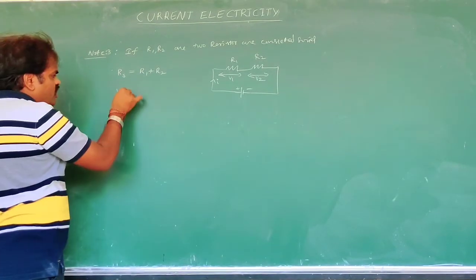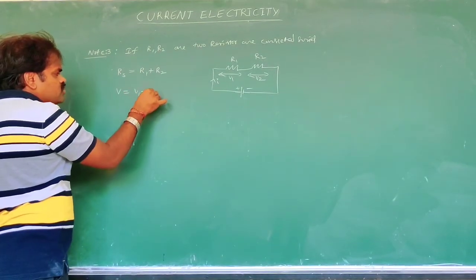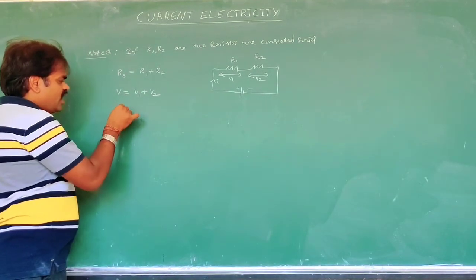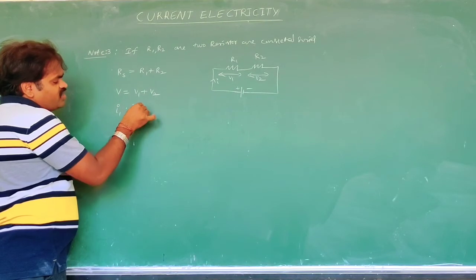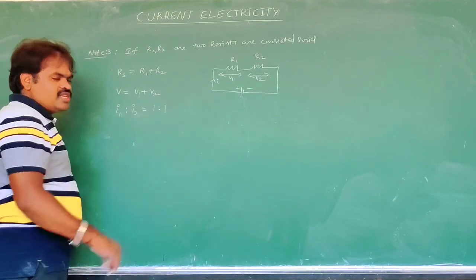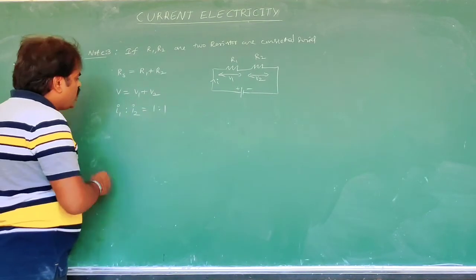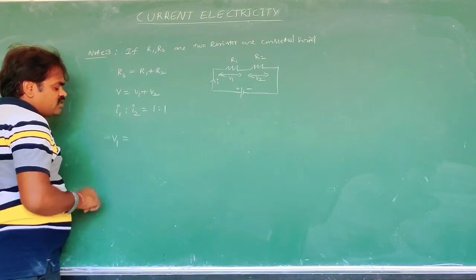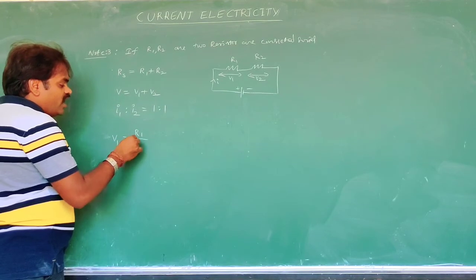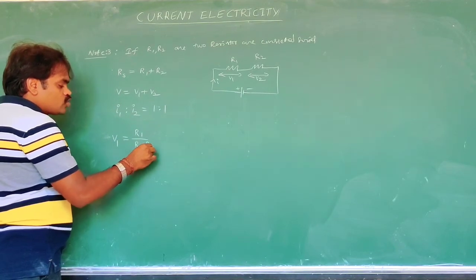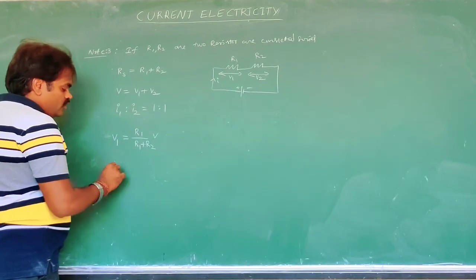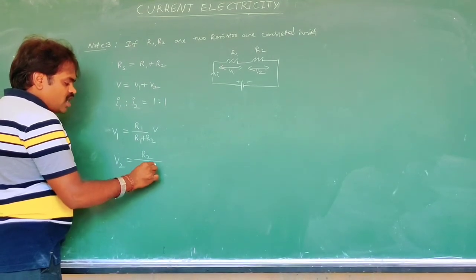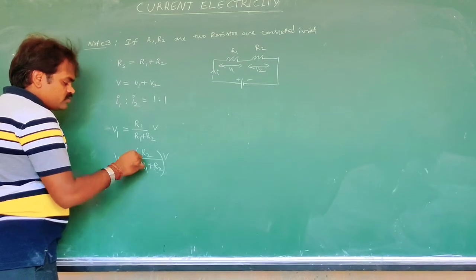Now the total potential V is equal to V1 plus V2. The ratio of currents I1 to I2 is one, because in the series combination the current must be the same. The potential drop across the R1 resistor is R1 by R1 plus R2 into V, and V2 is equal to R2 by R1 plus R2 into V.